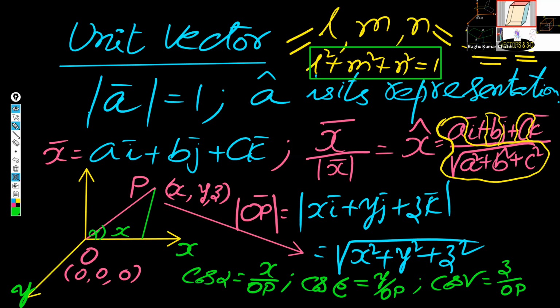Just check it out. Yes, sir. cos square alpha plus cos square beta plus cos square gamma is equal to 1. That is x square plus y square plus z square by OP square, and OP square is nothing but x square plus y square plus z square. And that becomes 1. And l square plus m square plus n square is equal to 1 is the same as cos square alpha plus cos square beta plus cos square gamma. Then what you have to understand in case of direction cosines is that direction cosines are nothing but cos alpha, cos beta, cos gamma.